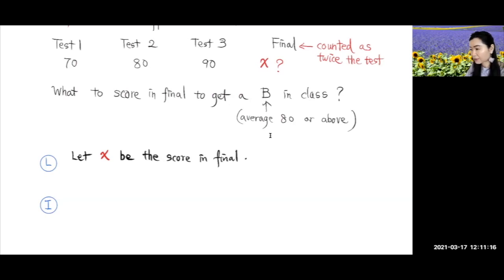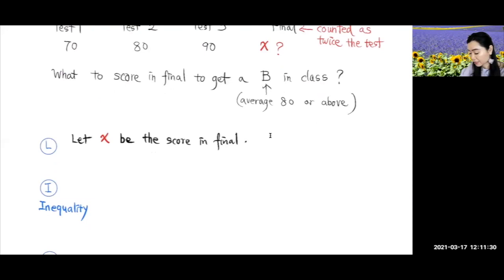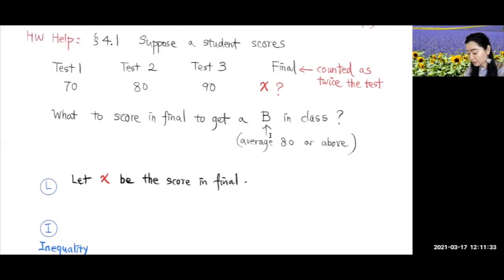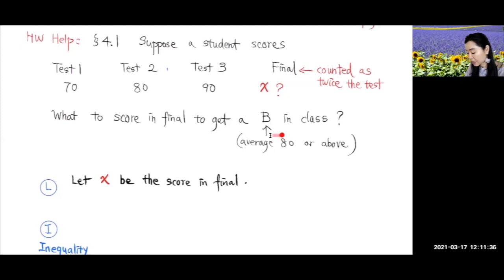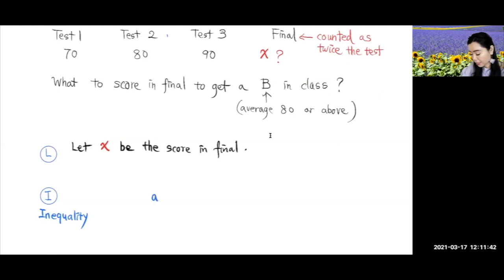The second part, before, was equation, right? E. However, this one here will be an inequality. That's I. So in order to get a B, the student has to average 80 or above. So you need to have the average. 80 or above means it is greater than or equal to 80. What do we mean by 80 and above? 80 is included, and then greater than. So it's greater than or equal to 80.